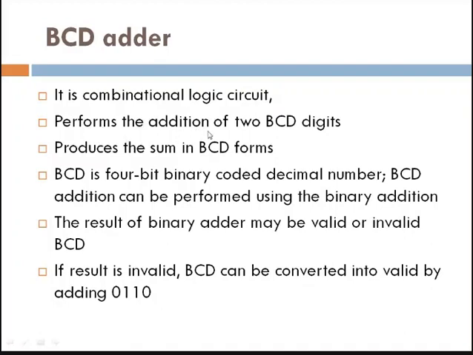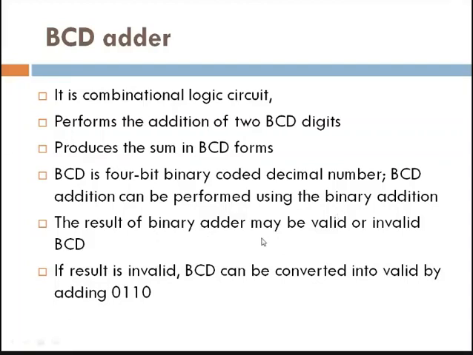We need to perform the addition of two BCD numbers or digits. But from the previous lecture, a BCD number is present only between 0 to 9. So whatever the output sum will be, it is also required to be between 0 to 9. The BCD is a 4-bit binary coded decimal number, and BCD addition can be performed using binary addition. So whatever addition we are performing between these two BCD numbers, we are just following the normal rule of binary addition.